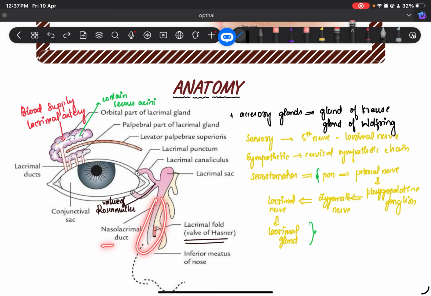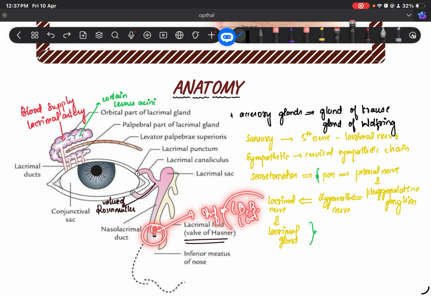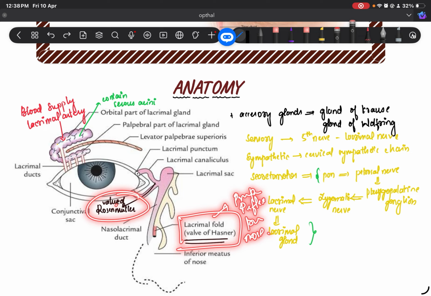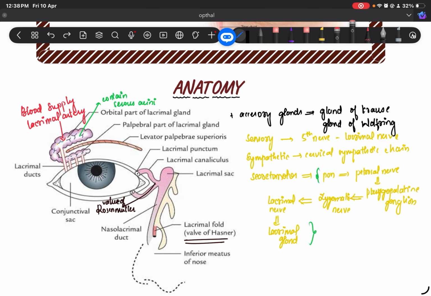Now coming to the nasolacrimal duct, which is 15 to 18 mm long, opens in the inferior meatus of the nose. It opens downward, backward and laterally. There is a valve known as valve of Hasner. It prevents reflux from nose. Remember, this valve of Rosenmuller will prevent reflux of tears. The valve of Hasner will prevent reflux from the nose.